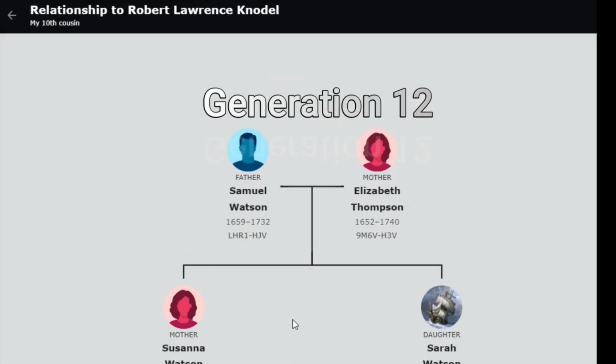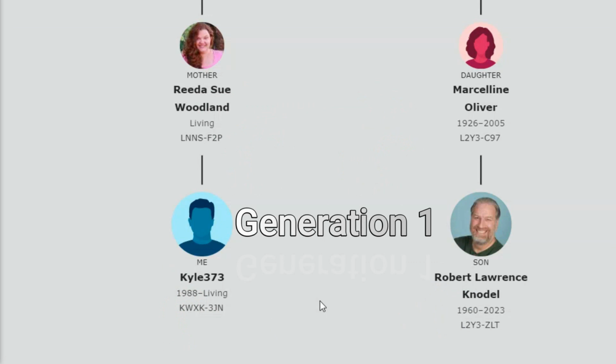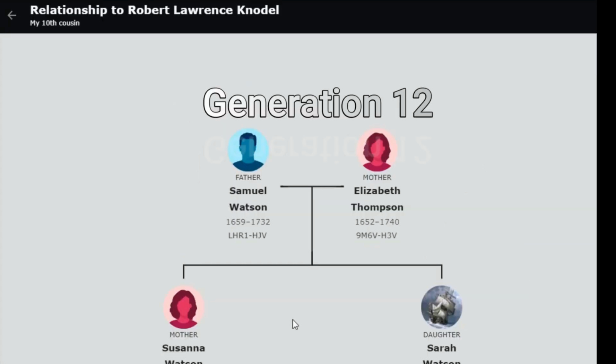To which you might ask, how does that work? Well, first cousins are two people who have different moms but have the same grandparent. So in this case, we count the generations all the way back to our common ancestor and subtract the first two generations. This makes Bob my 10th cousin.